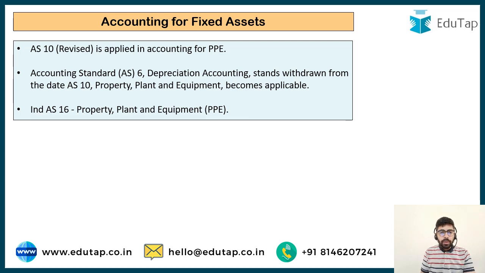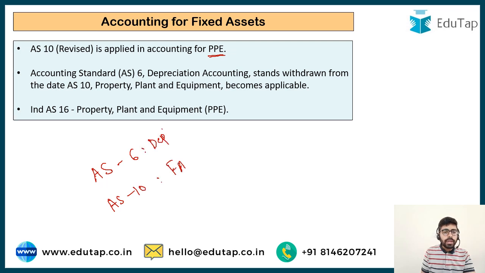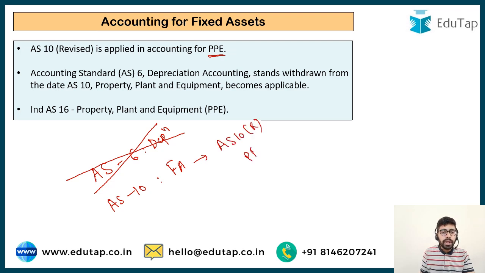So here we have to remember that accounting standard 10 revised is the one which deals with accounting for property, plant and equipment. Earlier we had two accounting standards, accounting standard 6 and accounting standard 10. Accounting standard 10 was fixed asset, accounting standard 6 was depreciation. Now this accounting standard 6 has been discontinued and AS10 has been revised and it is now AS10 revised, which is property, plant and equipment.